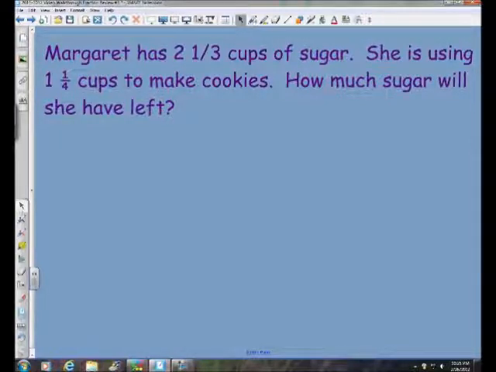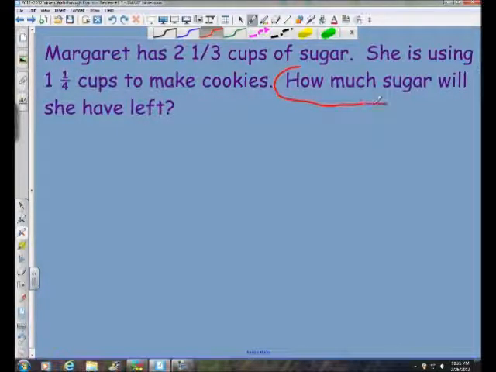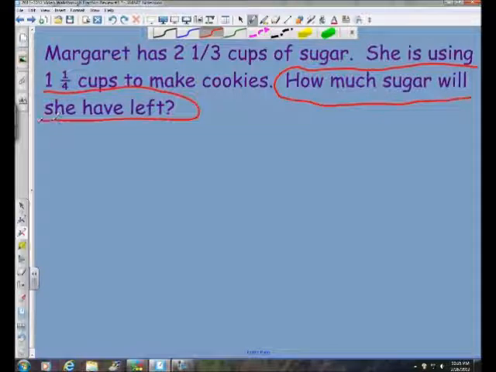So you take a look at this question here, and within that question is our math job. It tells us what we have to do. So we have to find out how much sugar she will have left. I'm thinking about that word left there. How much she'll have left kind of hints that we're going to be taking something away. So let's go through it sentence by sentence, looking for math clues.